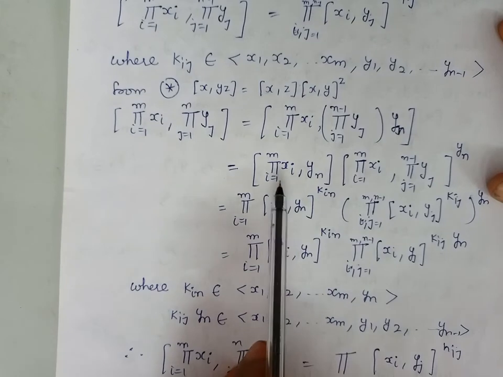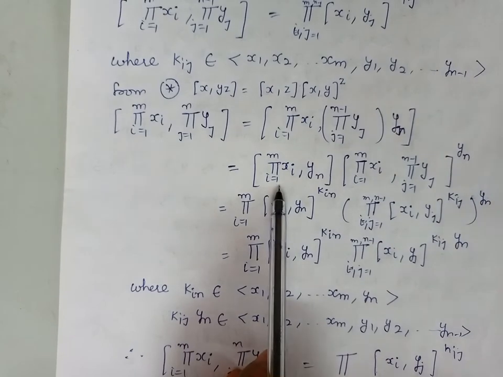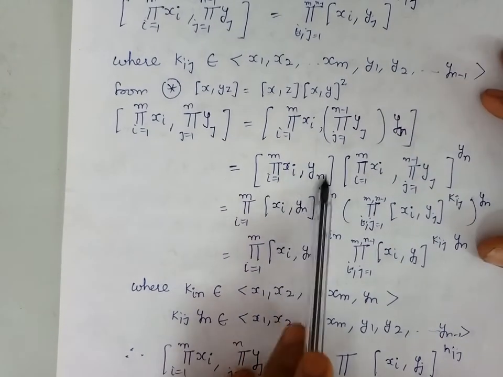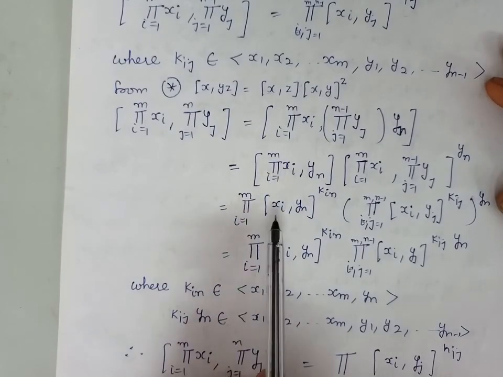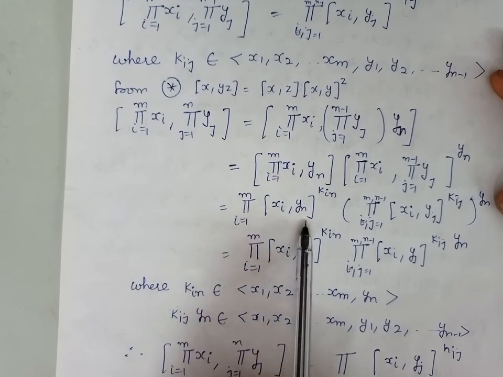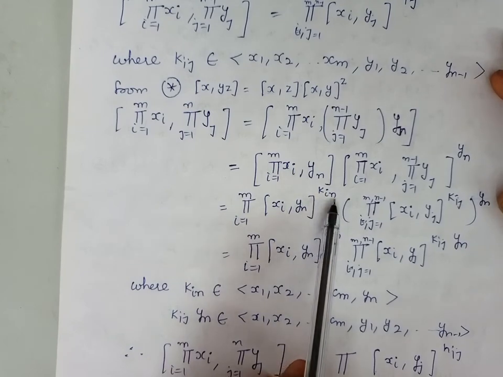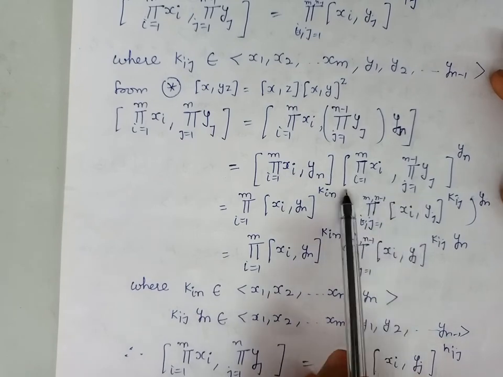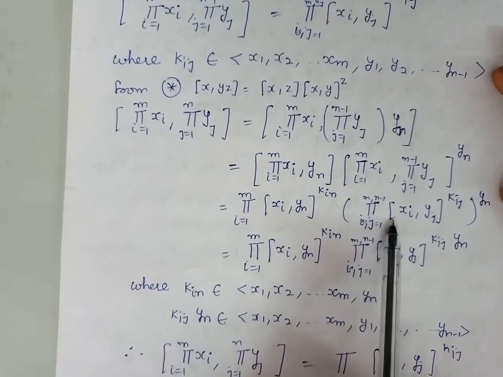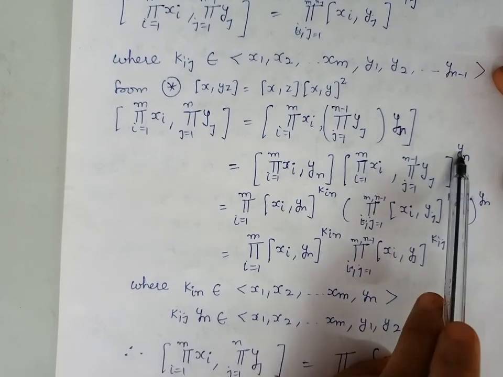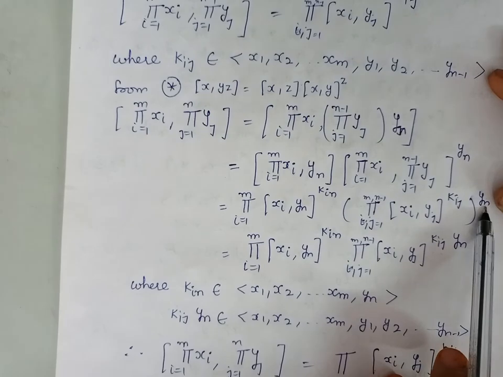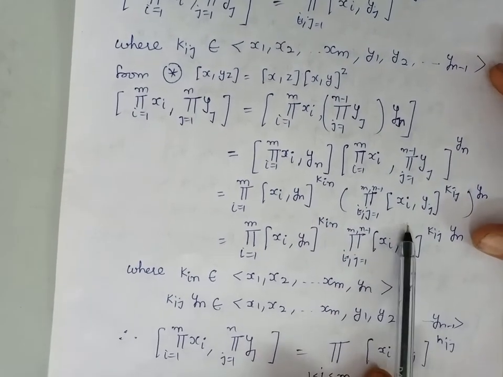Now, this can further be written as, because we have already proved that the result is true for all m and n equal to 1, we can use the result for this part. So, this will become the product, i varies from 1 to m, of the commutator of xi with yn, in the power we have taken kin. Here also, this can further be written as the product of the commutator of xi with yj, in the power we have taken kij, and this yn as it is. So, we have obtained this expression.